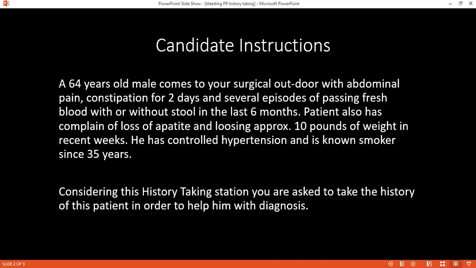Then there are concerns. What is your biggest concern? I'm losing weight, so maybe I'm also having cancer and I'll die. So these three questions are also very important. At the end, if you could not complete your history and there was still time, you'll say, if time would have allowed me, I would have asked the questions that I missed, and then you'll mention those, and then your examination.